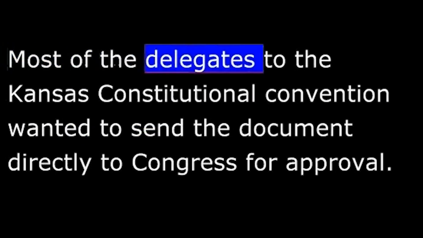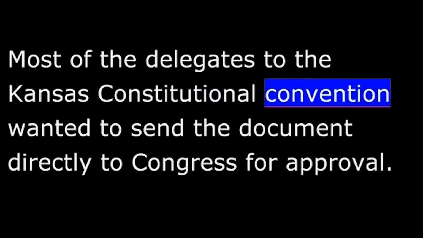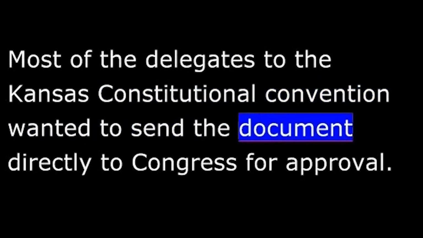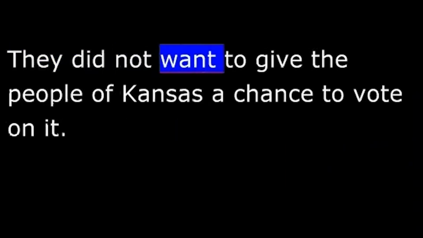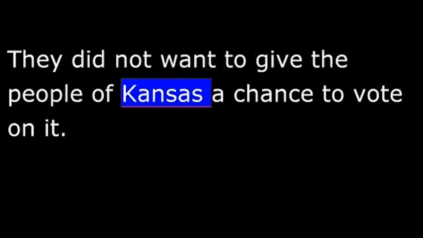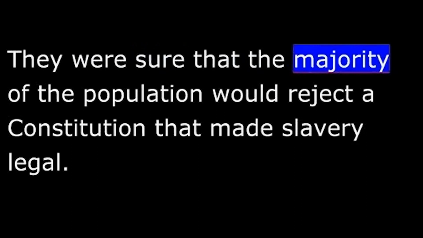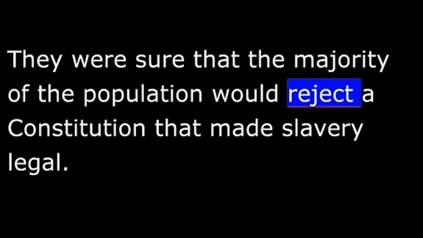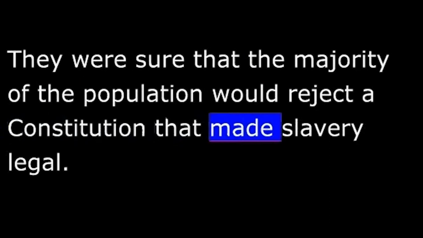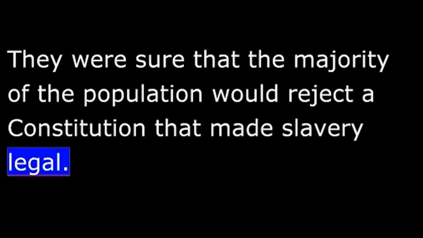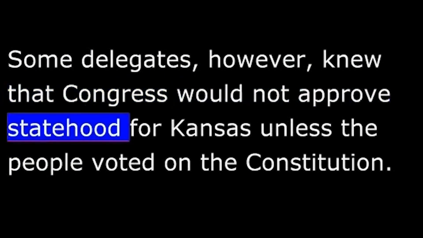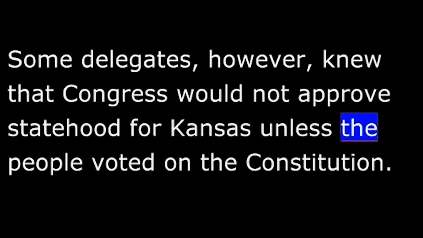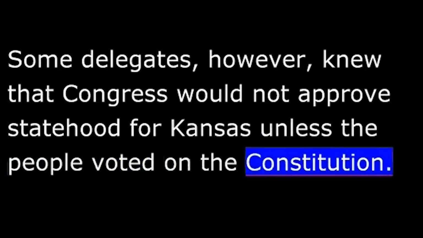Most of the delegates to the Kansas Constitutional Convention wanted to send the document directly to Congress for approval. They did not want to give the people of Kansas a chance to vote on it. They were sure that the majority of the population would reject a constitution that made slavery legal. Some delegates, however, knew that Congress would not approve statehood for Kansas unless the people voted on the Constitution.